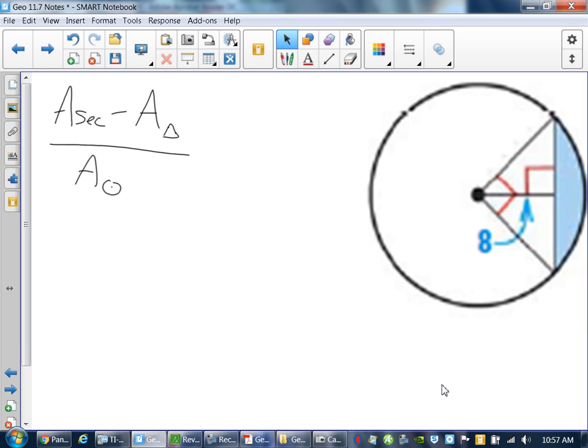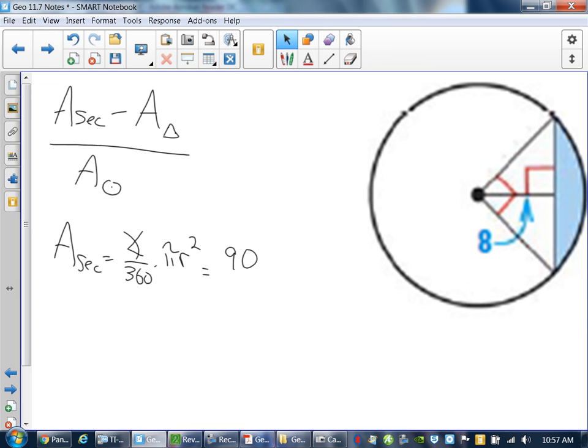So you're going to want to find all these parts separately. Now if you look at it, that sector has a central angle of how much? It's 90 degrees, isn't it? It's the right angle. So the sector, well, we know it'll be 90 over 360, but we have to figure out the radius.